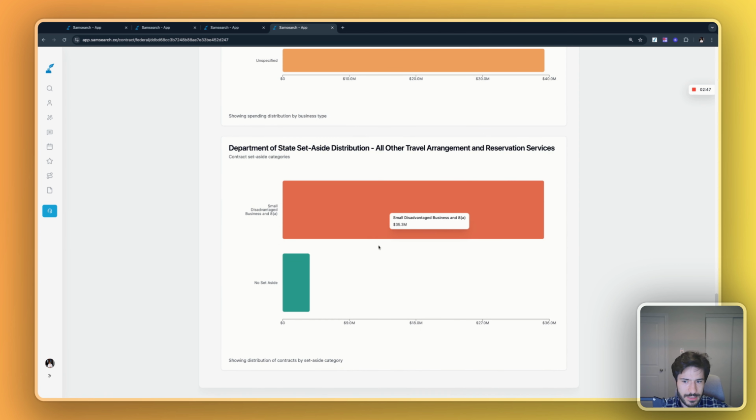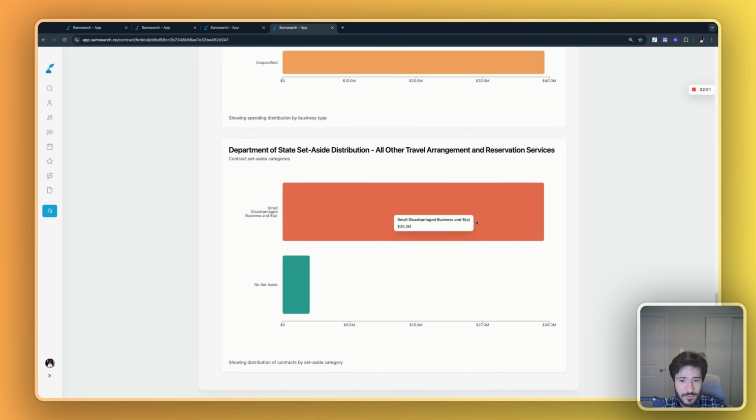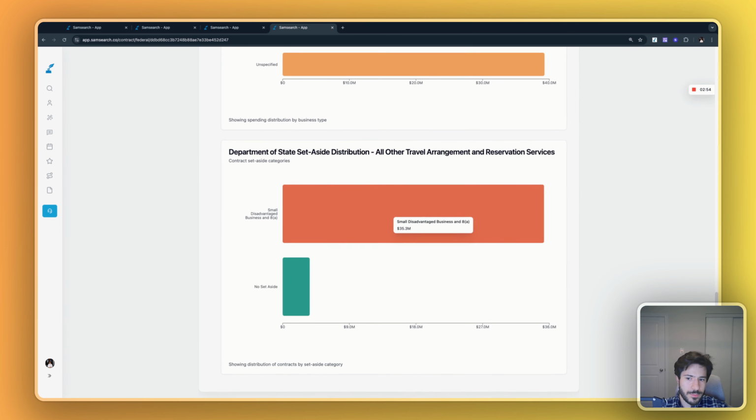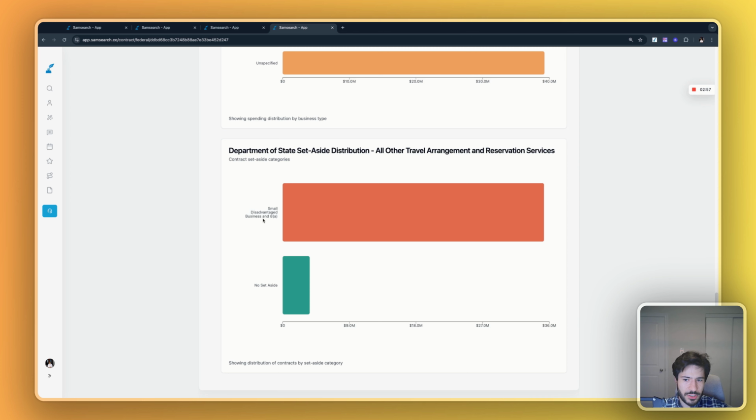Now, if you look at the set-aside, you could see that almost 35.5 million of the set-aside spending was spent for small disadvantaged businesses and 8(a). So if I'm an 8(a) or small disadvantaged business, I am in a good position to bid on this because the spending of the agency aligns with the certificate I have.